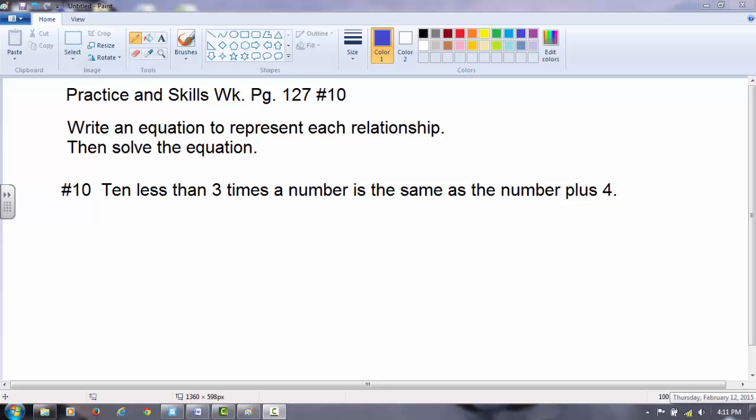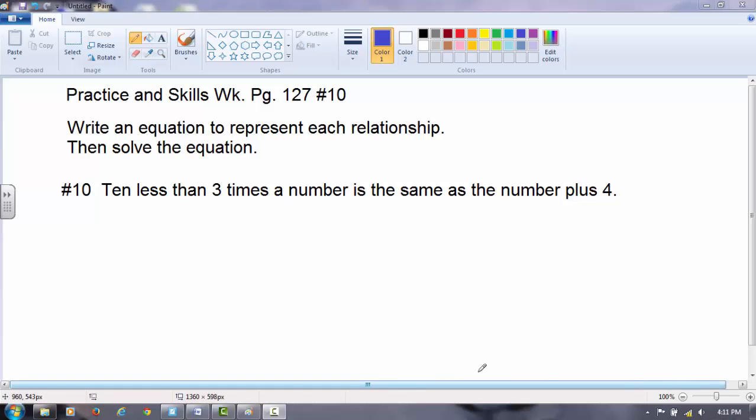Okay, this problem is from the Practice and Skills Workbook, page 127, problem number 10. Write an equation to represent each relationship, then solve the equation. 10 less than 3 times the number is the same as the number plus 4.